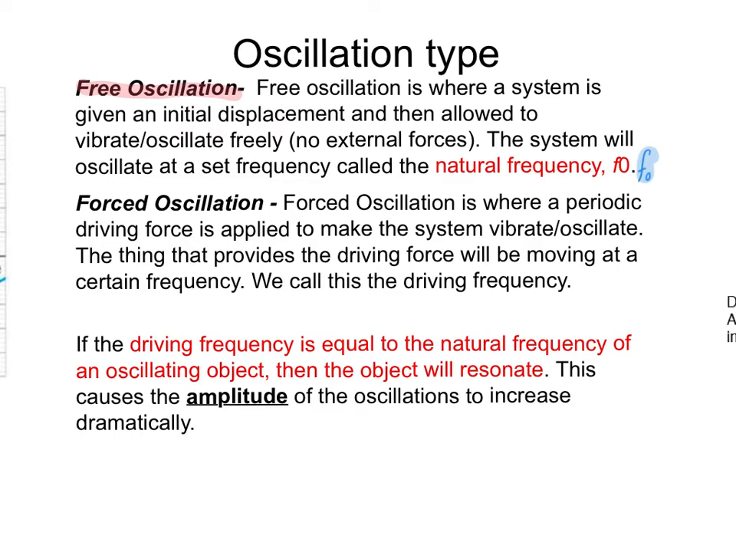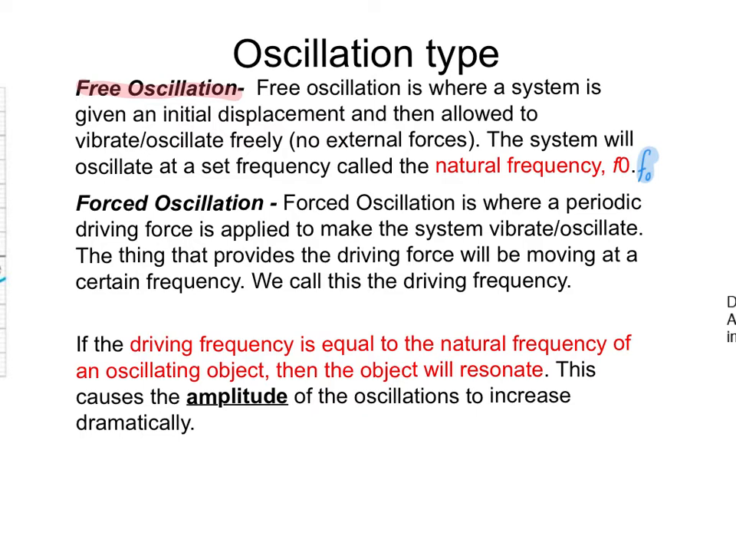So in free oscillations, you basically give a budge to a system, you move it, you displace it a bit, and then when you let it go, it will just naturally vibrate at its own natural frequency. So that's what a free oscillation is. It's something that you allow to vibrate at its natural frequency without any external forces applied.